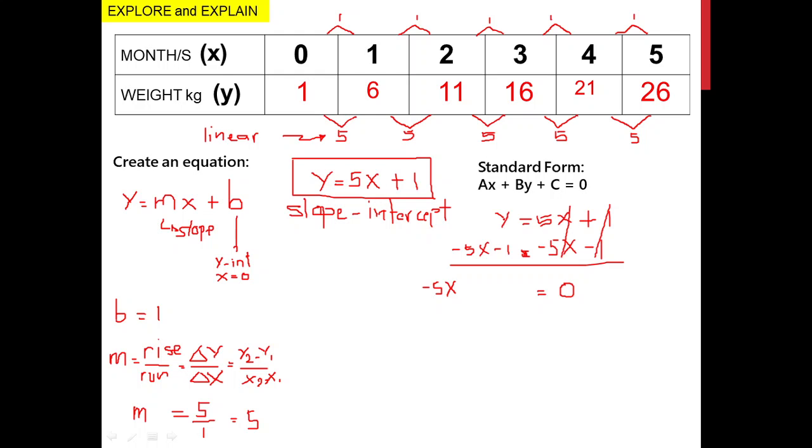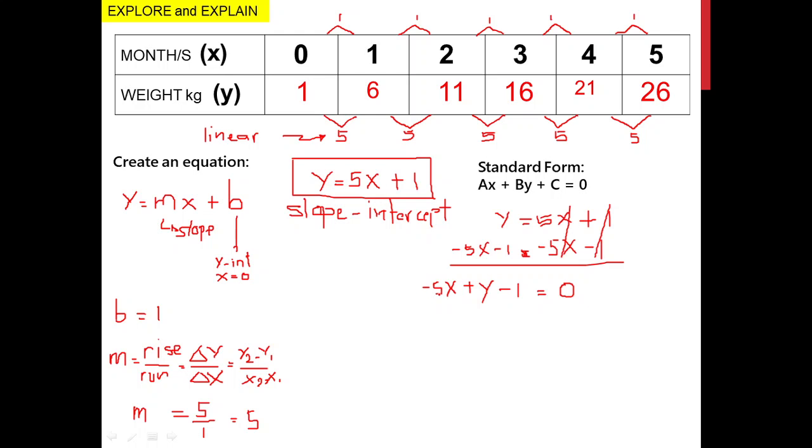Positive y, same. There's no similar term on this one, so let's just bring it down here. Also, our constant negative 1 does not have any similar term, so let's just bring down negative 1. Now take a look at this. That is Ax, 5x, By, y, and then C, negative 1. So this is now the standard form.